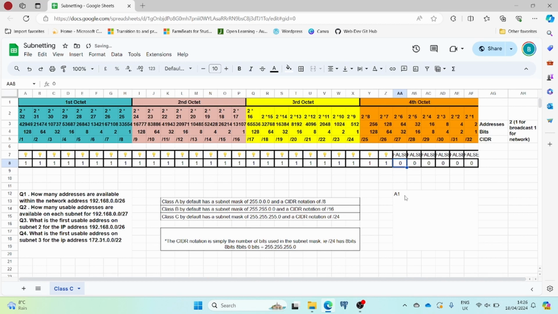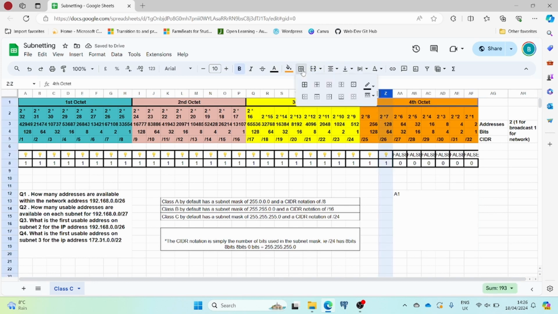That would give us the subnet mask of 255.255.255.192, and the 192 comes from adding these two bits together here, so 128 plus 64, and all the other 255s come from all these other bits added together. The question is asking how many addresses are available within the network address. From there, I would draw a line here.